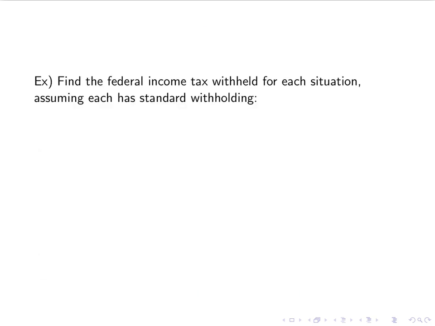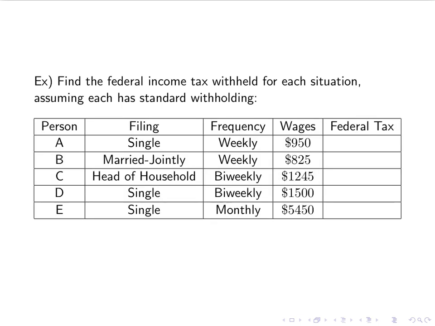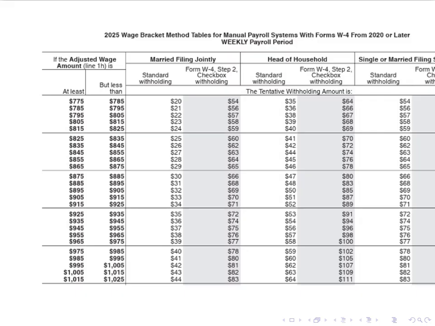So let's find the federal income tax withheld for each situation, assuming, again, as I said, that each has a standard withholding. So we have different people. We have how they're filing and the frequency with which they are paid, and then their wages. So if we notice, the first two are weekly. So we're going to look at the table that is weekly. So that is this one here. So I just grabbed part of it from the IRS website.